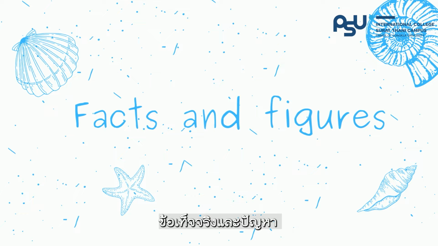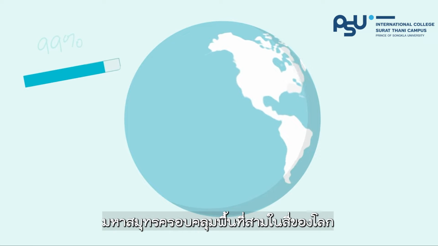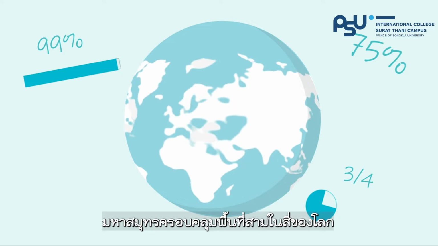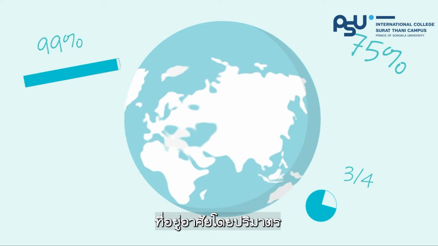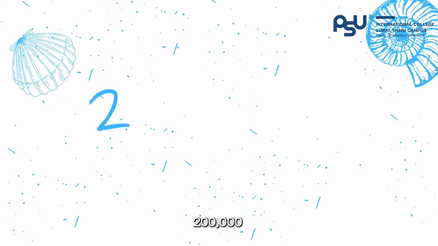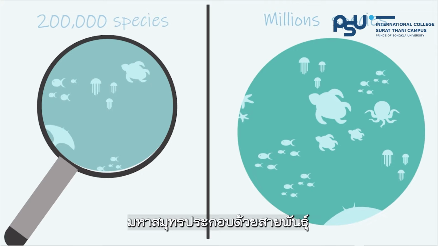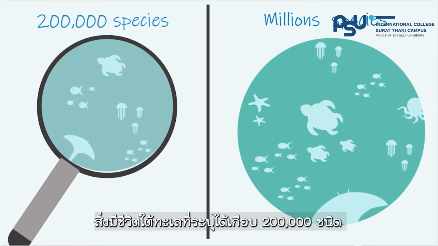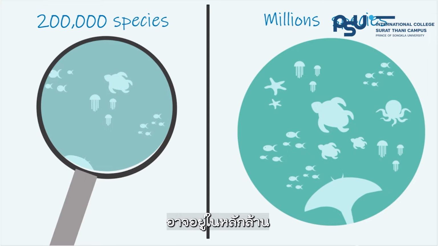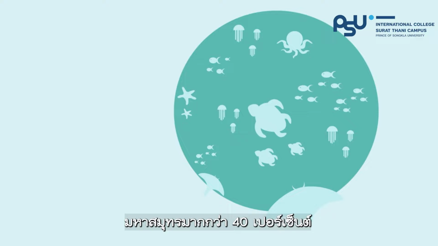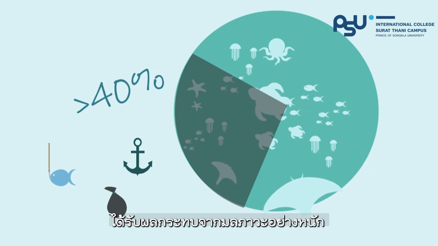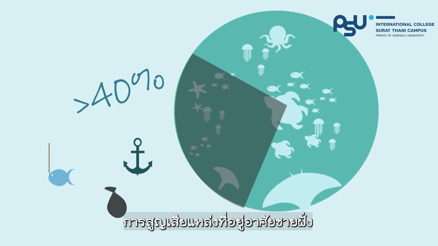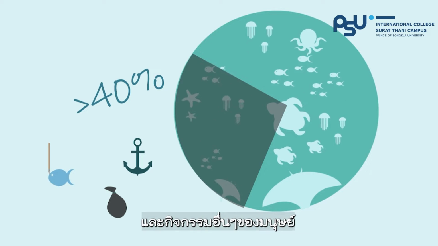Facts and figures. 75%. The ocean covers three-quarters of the Earth's surface and represents 99% of the living space on the planet by volume. 200,000. The ocean contains nearly 200,000 identified species, but actual numbers may lie in the millions. 40%. As much as 40% of the ocean is heavily affected by pollution, depleted fisheries, loss of coastal habitats and other human activities.